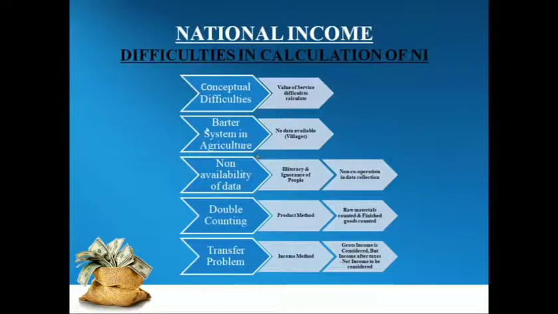The second important difficulty in calculating national income in a country like India, where the agriculture sector is a major sector, is the prevalence of the barter system. In villages, they exchange goods against goods. When they produce agricultural goods, they don't give us the relevant data for national income calculation, and hence the prevalence of the barter system makes it difficult to calculate the exact total goods produced in the agricultural sector.